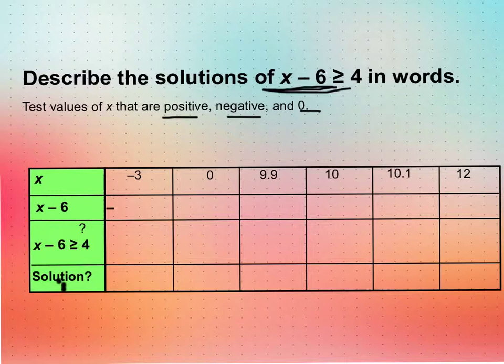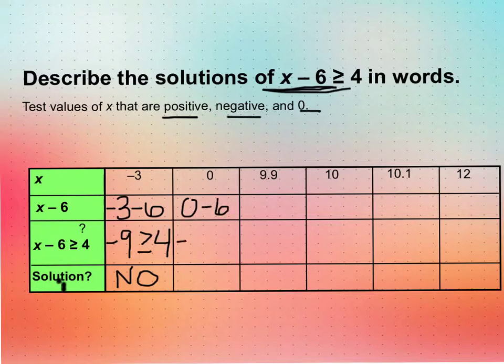So we're going to do negative 3 minus 6, and negative 3 minus 6 is negative 9. We got to ask ourselves this question: is negative 9 greater than negative 4? The answer is no, it's not. Negative 9 is not greater than negative 4. Let's test 0. 0 minus 6 is negative 6. And we got to ask ourselves, is negative 6 greater than or equal to positive 4? Well, once again, no, it's not. Negative 6 is less than that, so the answer is going to be no for 0.